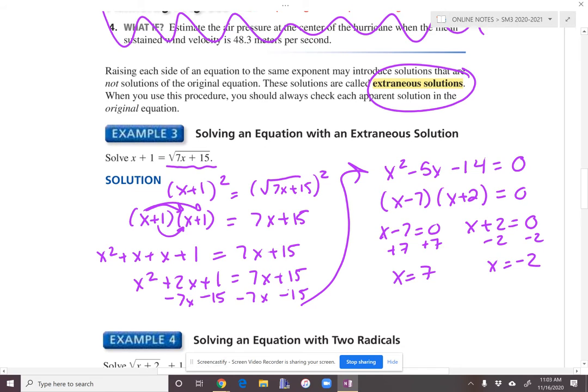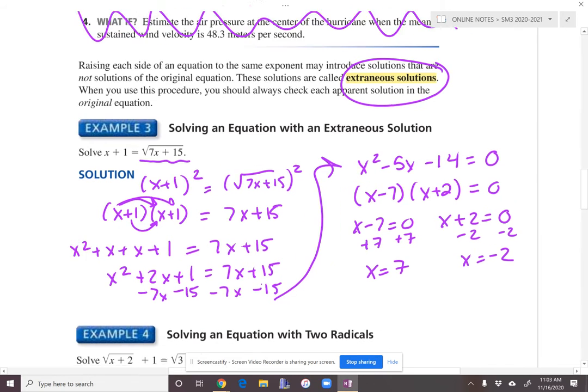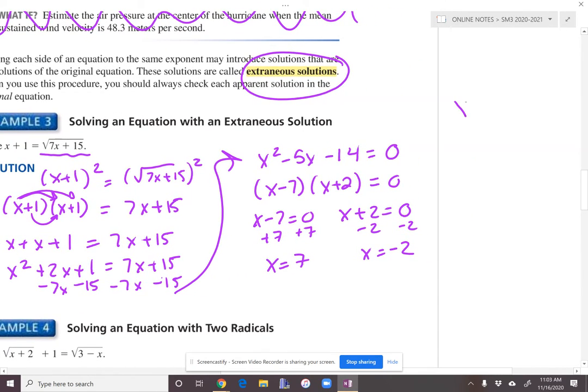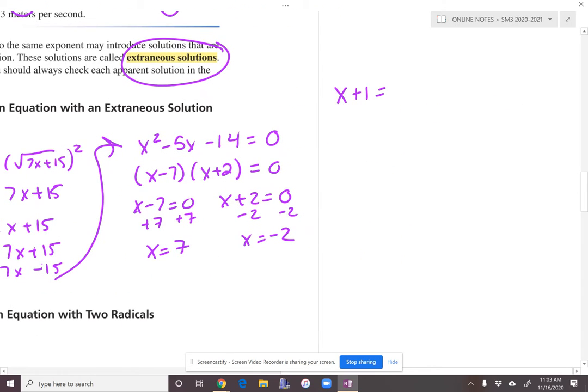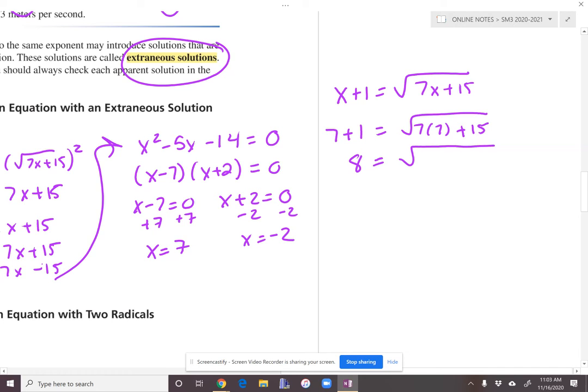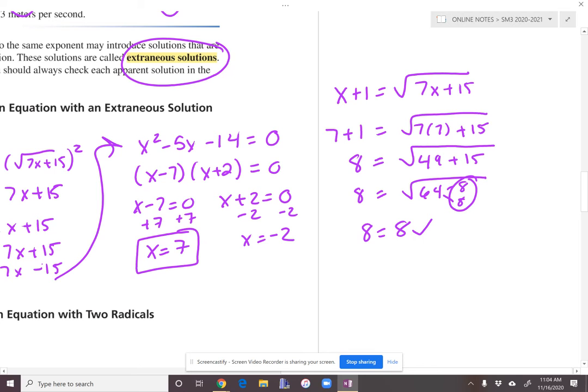Now I'm going to check these answers. So when I do it, the first one I check, okay, my original equation is x plus 1 equals the square root of 7x plus 15. So if I plug 7 in, I get 7 plus 1 equals the square root of 7 times 7 plus 15. Well, 7 plus 1 is 8. And then I get 7 times 7 is 49 plus 15. And I get 8 equals the square root. I add those together, I get 64, which is 8 equals 8. So that means that this is a solution, okay?